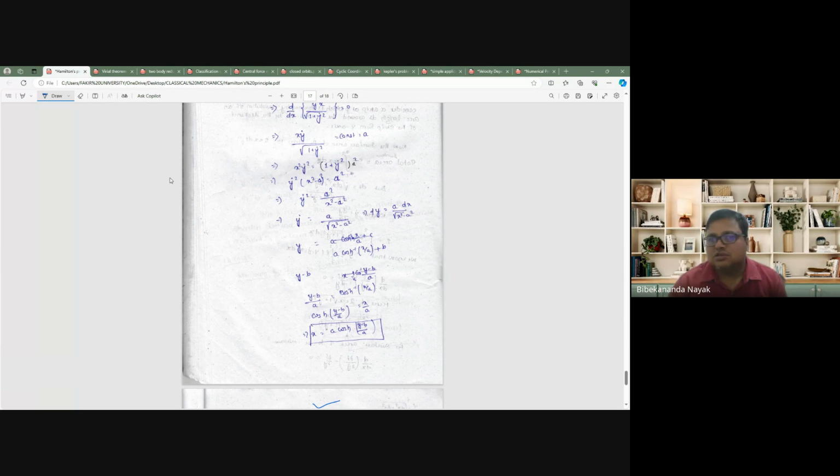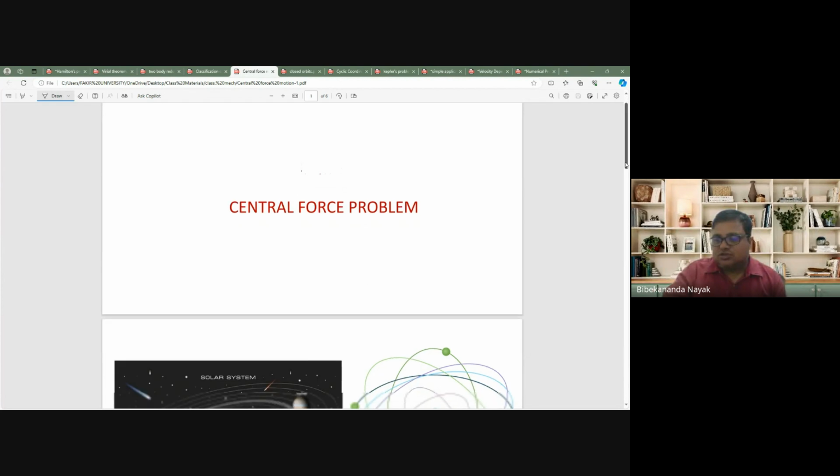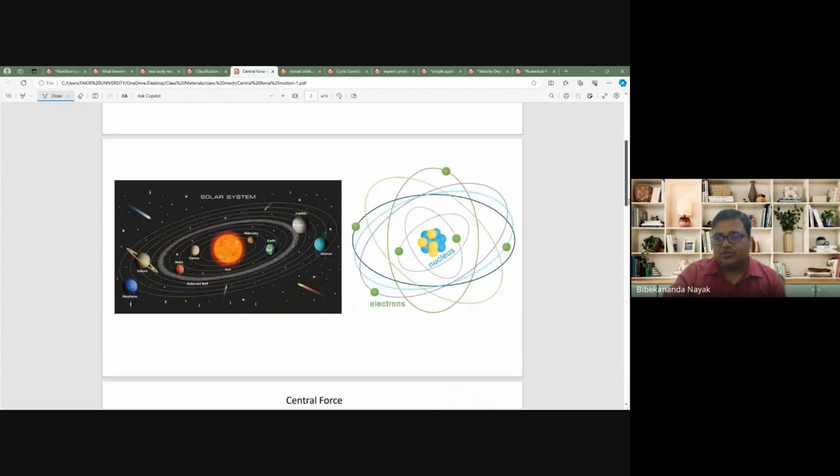Thank you, sir. And then we go to part 2, which basically begins with the central force problem. Actually, there are two fundamental things in nature for which nature exists. One is the existence of the atom. You all know the electrons are revolving around the nucleus inside an atom, and this was explained by Bohr's theory. And the second one is the revolution of the planets around the sun.